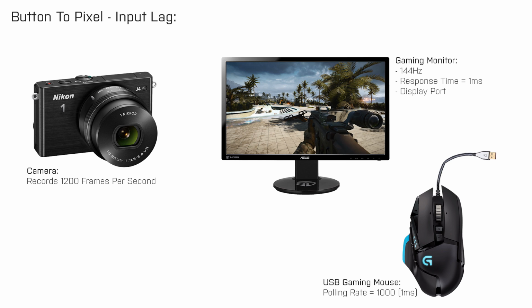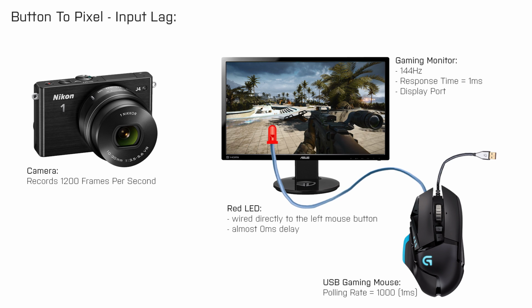Now, to measure the time between pressing the left mouse button and the display showing the response to that action, I connected an LED directly to the left mouse button. This means that when you press it, the LED will light up almost instantly. So if I record this with a high-speed camera, then I can count the frames between the point where the LED lights up and where I see that the gun starts to fire on the display.